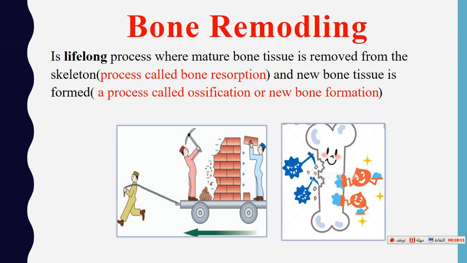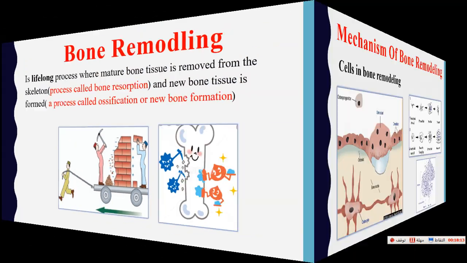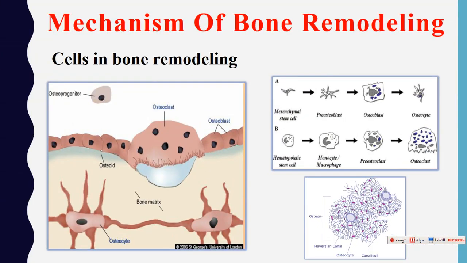Before I talk about why this occurs, I will talk about the mechanism of bone remodeling. The mechanism means which cells cause the bone remodeling. There are two cells responsible for bone remodeling, as seen in this picture.